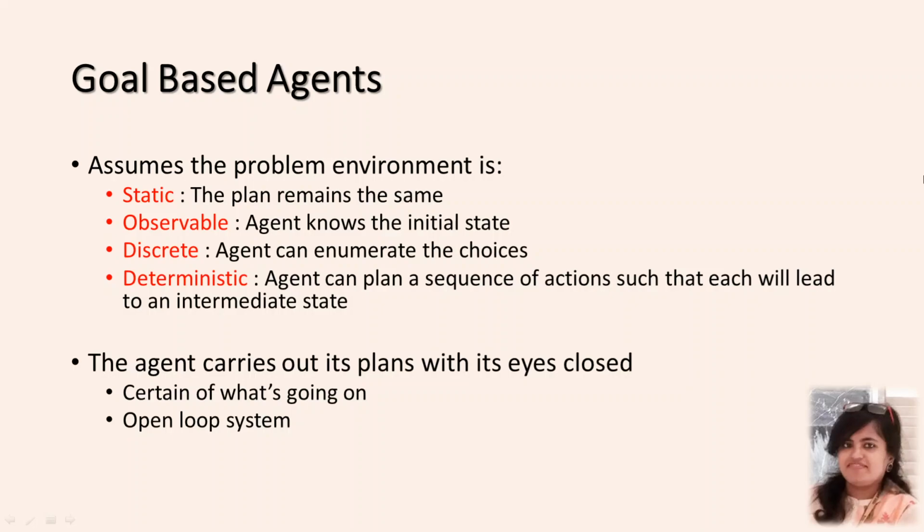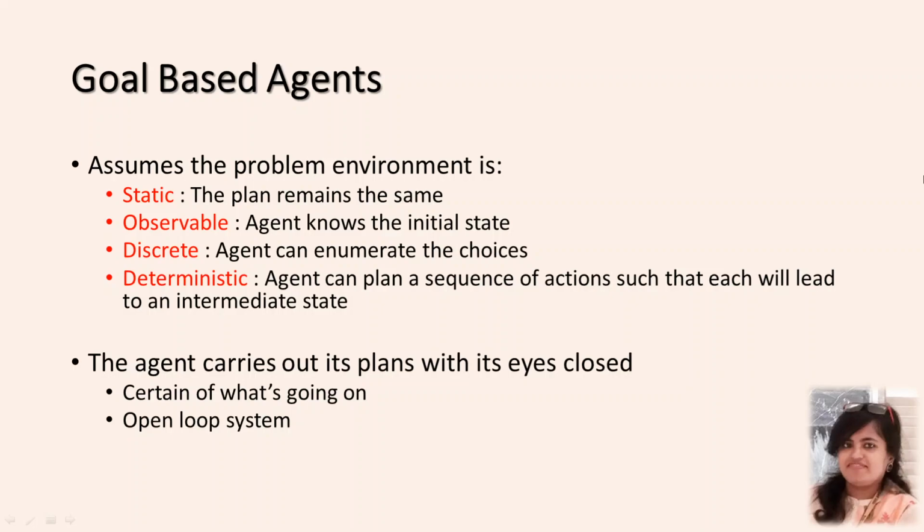Deterministic, the agent can plan a sequence of actions such that each will lead to an intermediate state, and there will be a specific intermediate state. There will be no uncertainty. That is why the environment is deterministic. And there is a certain number of choices, not an infinite number of choices. That is discrete. And observable, we know which state we are currently in. And the plan is static. So that is the environmental characteristics, the first one.